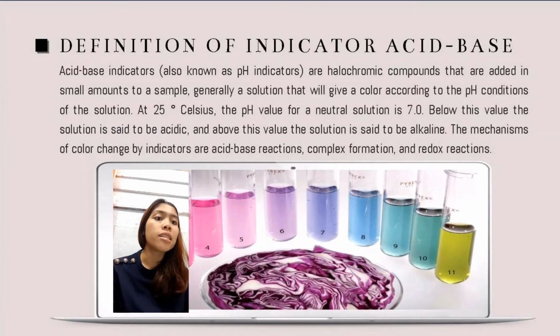At 25 Celsius, the pH value for a neutral solution is 7. Below this value, the solution is said to be acidic, and above this value, its solution is called alkaline. The mechanism of color change by indicators are acid-base reaction, complex formation, and redox reaction.